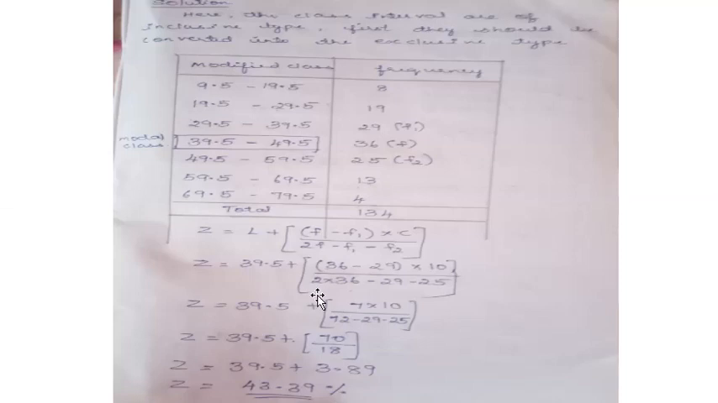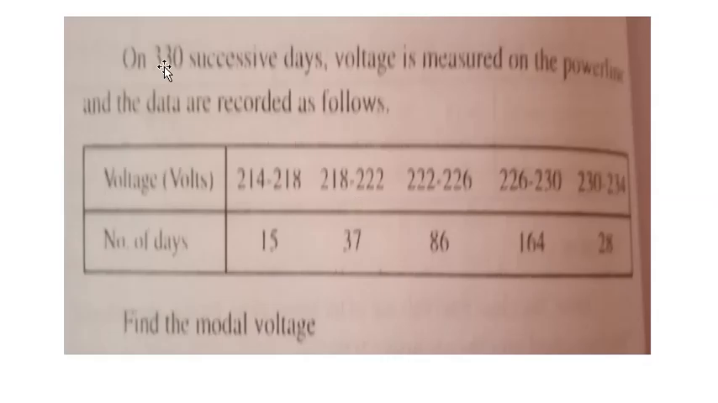Okay, let us go through one more problem under mode. That is, on 330 successive days, voltage is measured on the power line and the data is recorded as follows. Voltage 214 to 218, 218 to 222, 222 to 226, 226 to 230, 230 to 234. Okay, number of days given: 15, 37, 86, 164 and 28. Find the modal class.